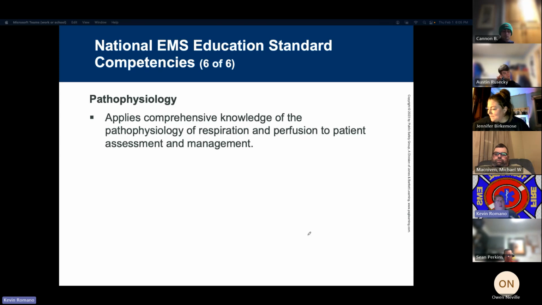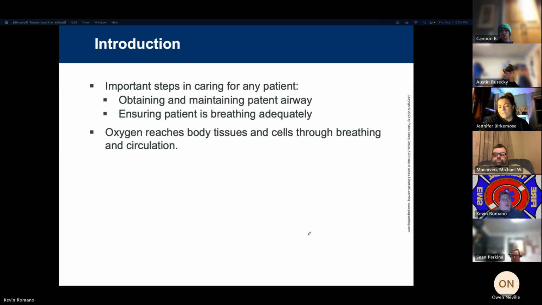And then obviously pathophysiology is what applies the comprehensive knowledge of pathophysiology of respiration and perfusion to patient assessment and management. What we do has a cause and effect. What we do to a patient's body will have a change, right? And what will that change be? What is your predicted outcome if you give a medication, and what we're looking for in a reassessment? But not only what we're looking for, what it does to the body. So having the understanding of the alphas, the betas, beta 1, beta 2, alpha 1, the things that we're giving that will have changes as part of that mechanism of action with the medication that we give.